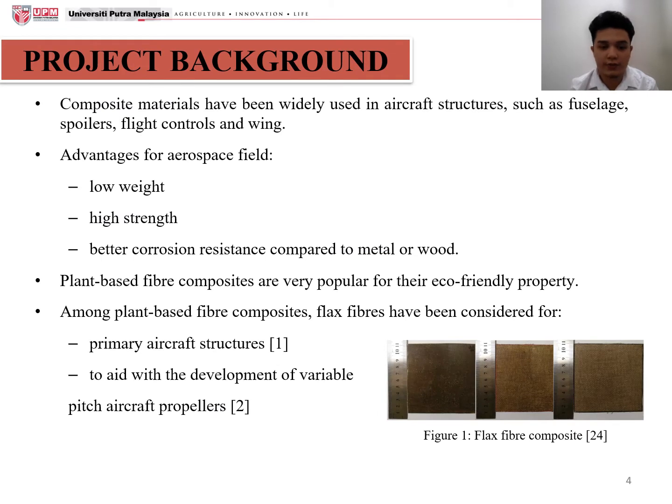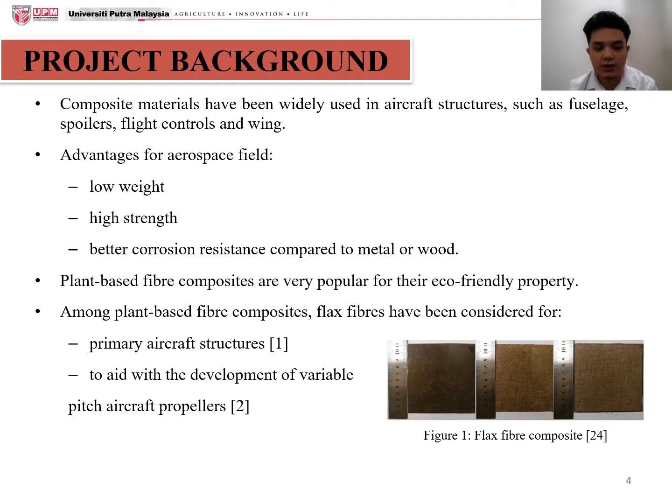So for the project background, composite materials have been widely used in aircraft structures such as fuselage, spoilers, flight controls, and wing. Advantages for the aerospace field are low weight, high strength, and better corrosion resistance compared to metal or wood.